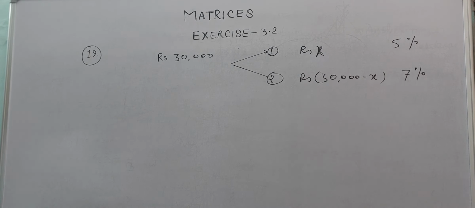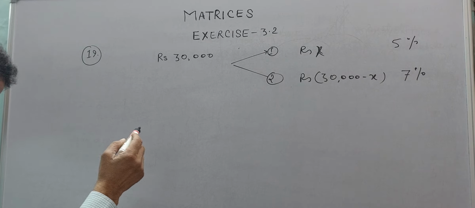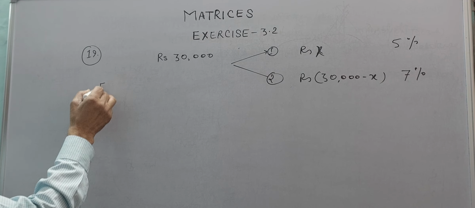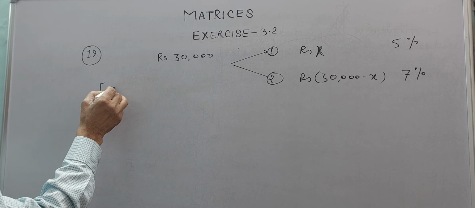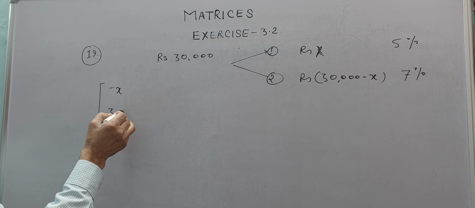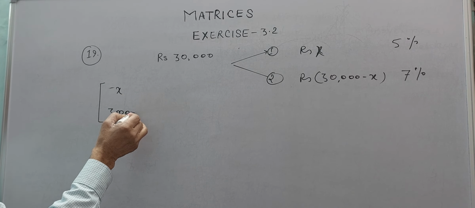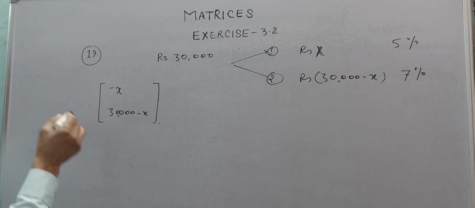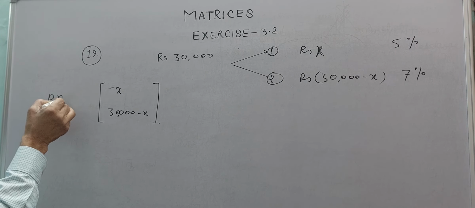Now suppose the amount is divided in this way: rupees x in the first row, and rupees 30,000 minus x in the second row, in the first column. This is the principal part.